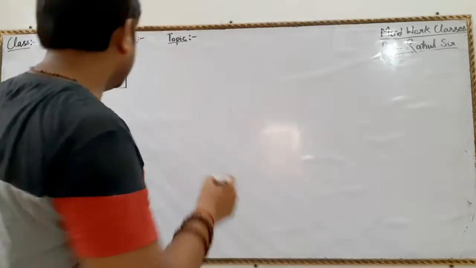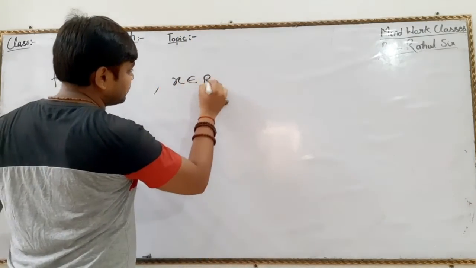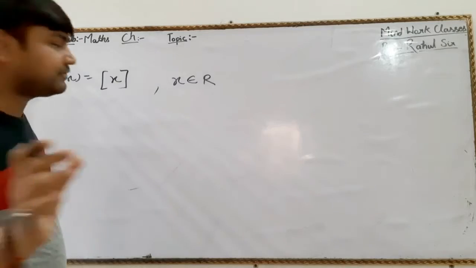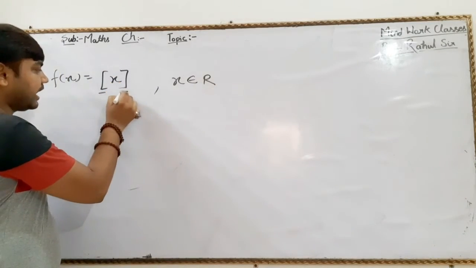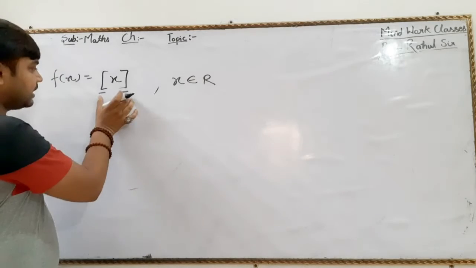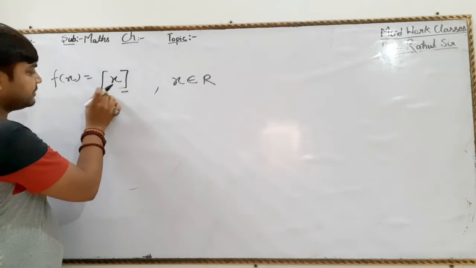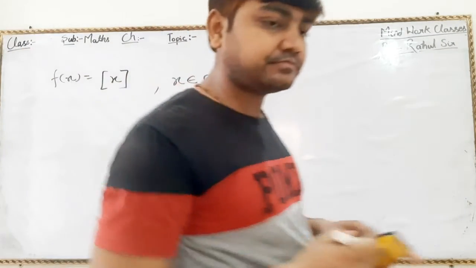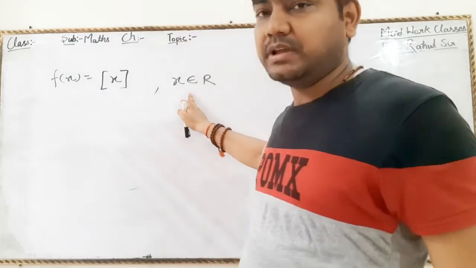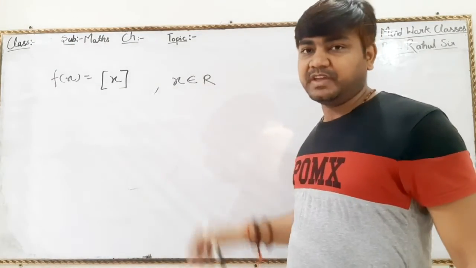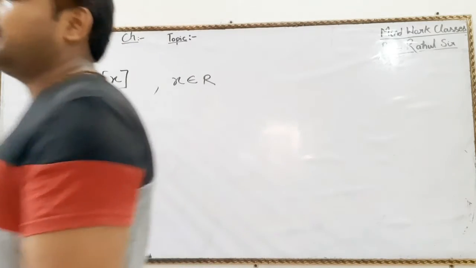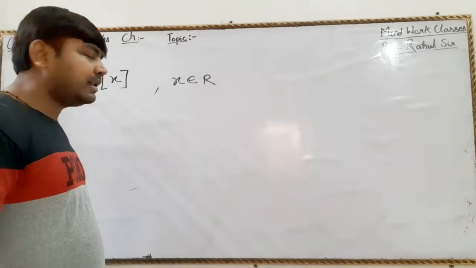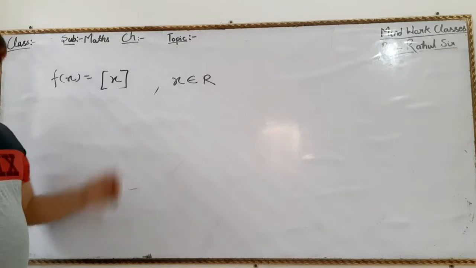Listen. Here x belongs to R. f(x) is such that the greatest integer function is represented with big brackets. We represent the greatest integer function with the help of these big brackets. Okay, so what does this represent? Here I have written one more thing, that x belongs to R. That means x should be a real number. If x is a real number, then what will be the value of x?